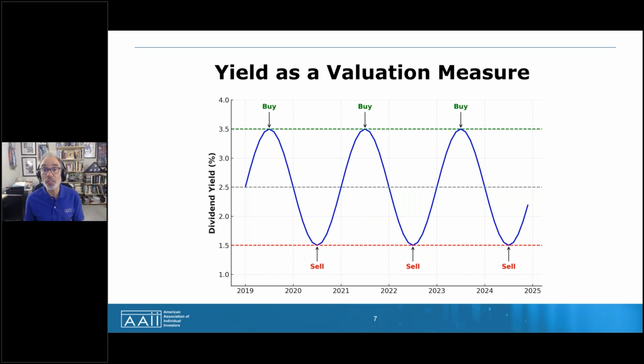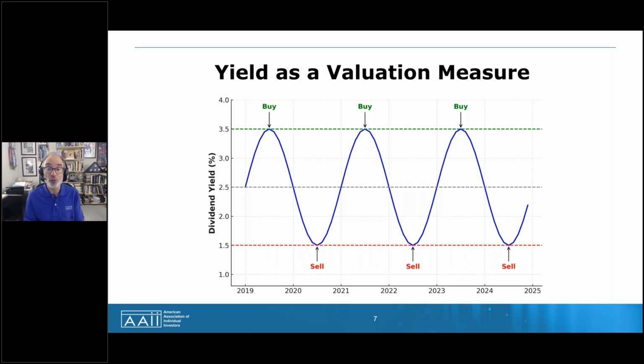Now, when yields fell too low, as you can see here on this red line, that means a stock is overvalued. And Weiss believed that investors would view the stock as being too expensive and sell the stock. Now, those of you who use technical analysis might recognize this chart as showing a channel. It's a similar theory to the price channel, where you're looking to buy the stock at the bottom of the channel and sell at the top of the channel.